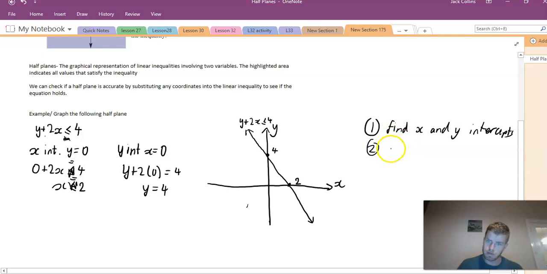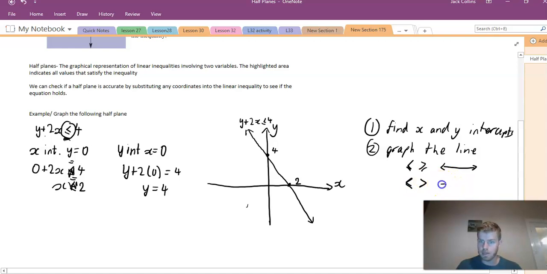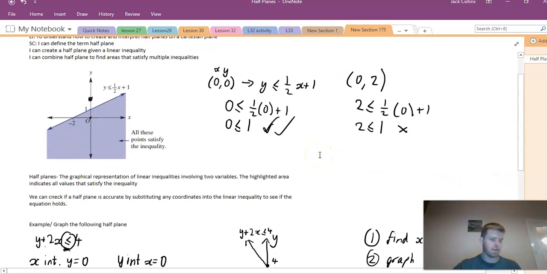Step 2 is graph the line. Now we'll notice that this one is an equal to or less than, so we have a solid line here. If it's an equal to or less than, that would be a solid line. If it's just less than or greater than, it would actually be a dotted line to indicate that the line is not including our inequality. Now, we've done the first step in terms of graphing the inequality.